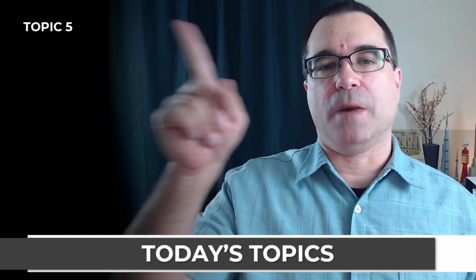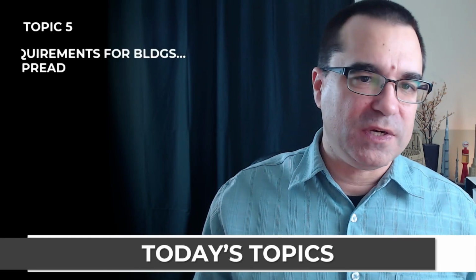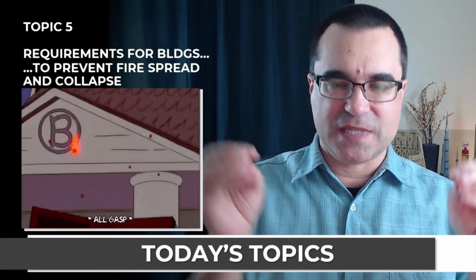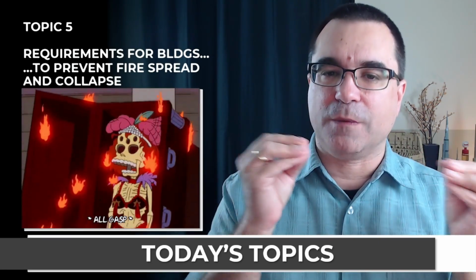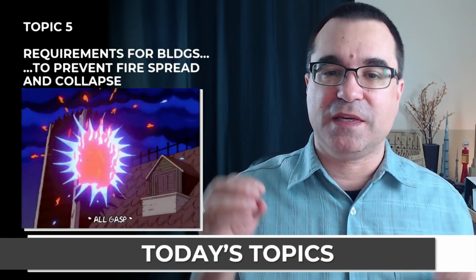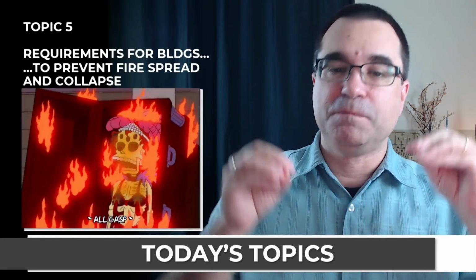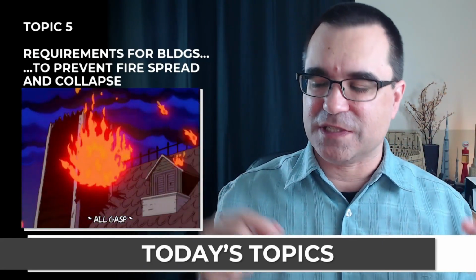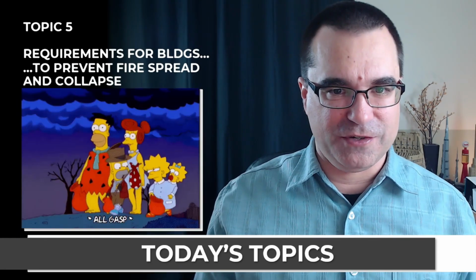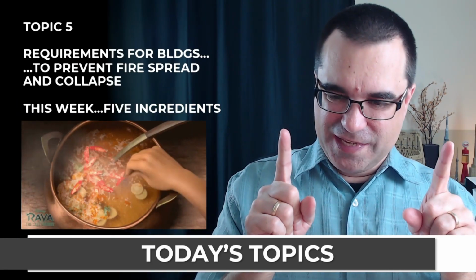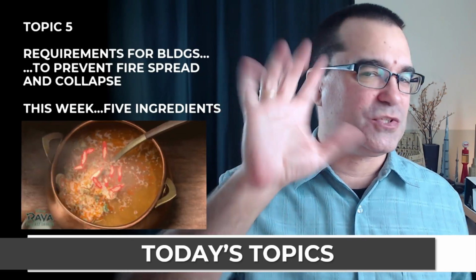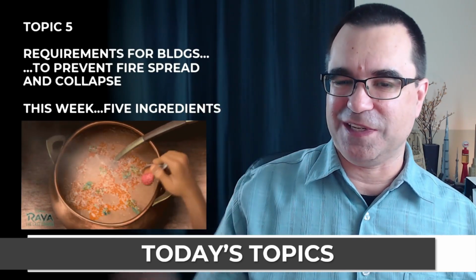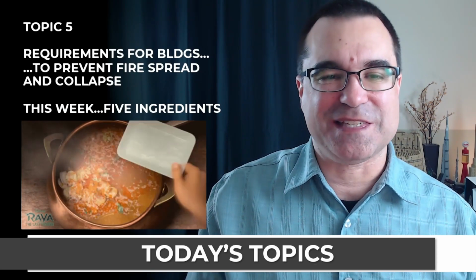So, with today's topic 5, what we're going to discuss is the requirements according to the Ontario Building Code for buildings. What requirements are necessary for buildings to prevent the spread of fire and the collapse of those buildings as a result of fire? This week, it is topic 5, so we're going to use 5 ingredients. We're going to be cooking again with 5 ingredients because I think it worked well the last time too.